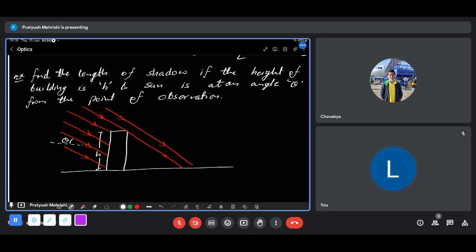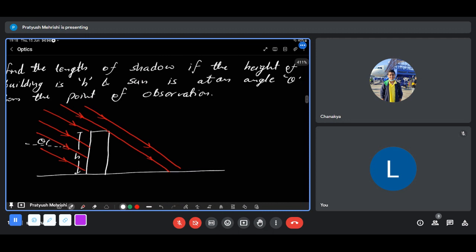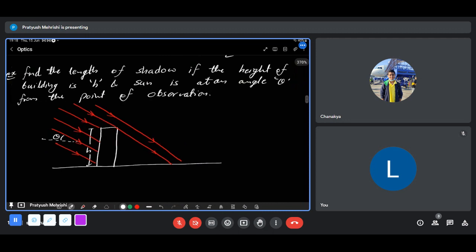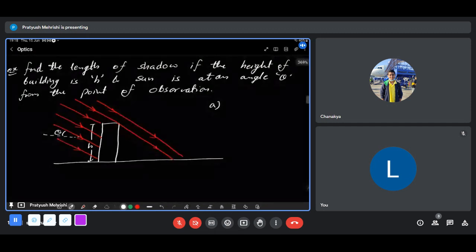Solve it now. What will be the length of the shadow? Options are also there. Let me give you the options, but options will make this question very easy. Just calculate it now. You have 1 minute. Please calculate it.